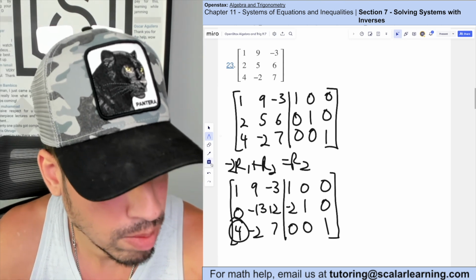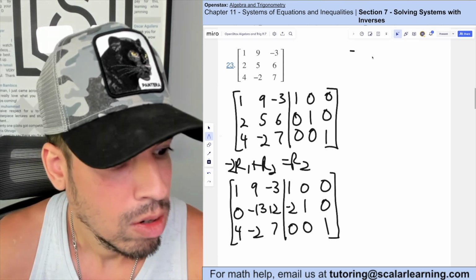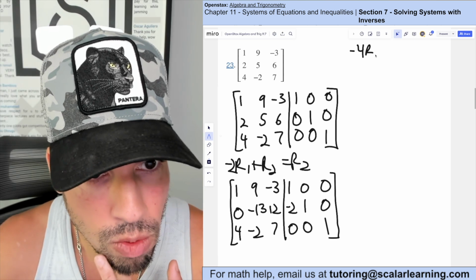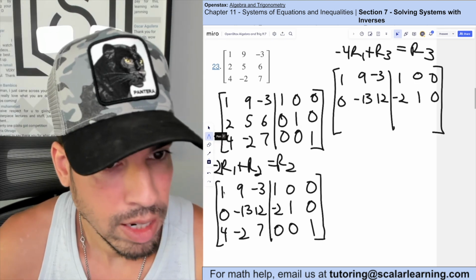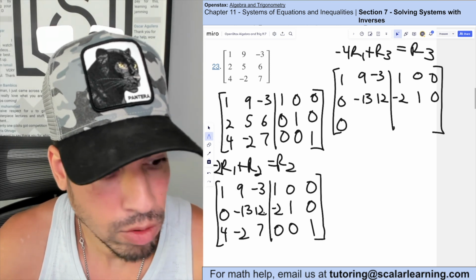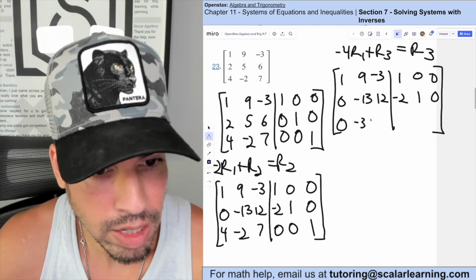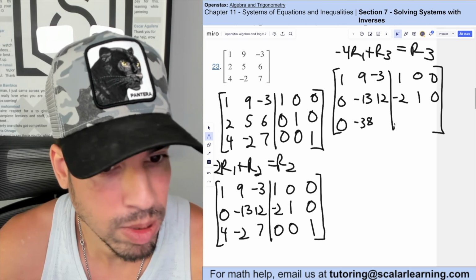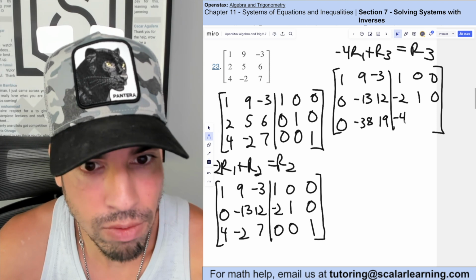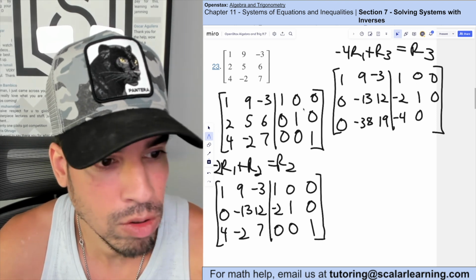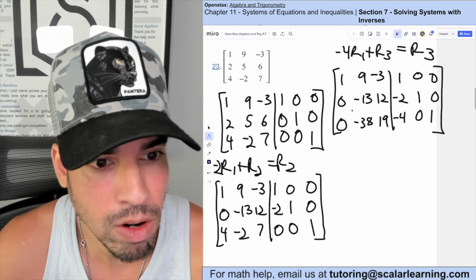Great. Now let's flip this guy. We're going to multiply row 1 by -4 and add it to row 3 to get a new row 3. Let's check it out. So we got -4 plus 4 is 0. -36 plus -2 is -38. And then positive 12 plus 7 is 19. Then we got -4 plus 0 is -4. 0 plus 0 is 0. 0 plus 1 is 1. All right, great.